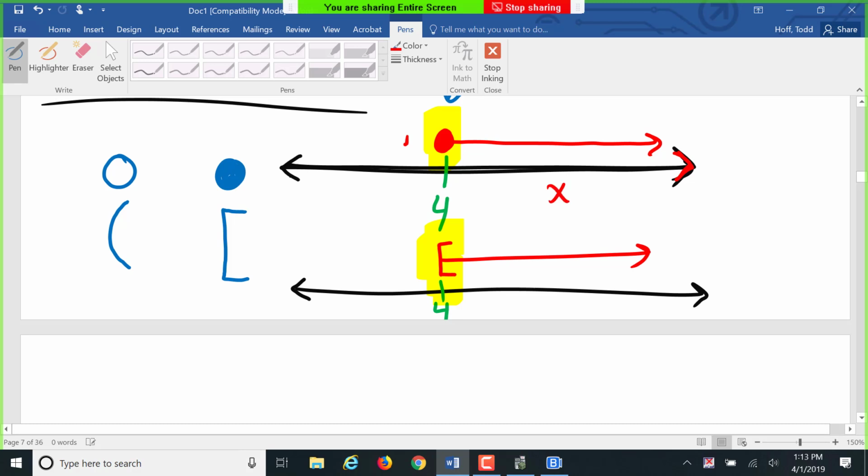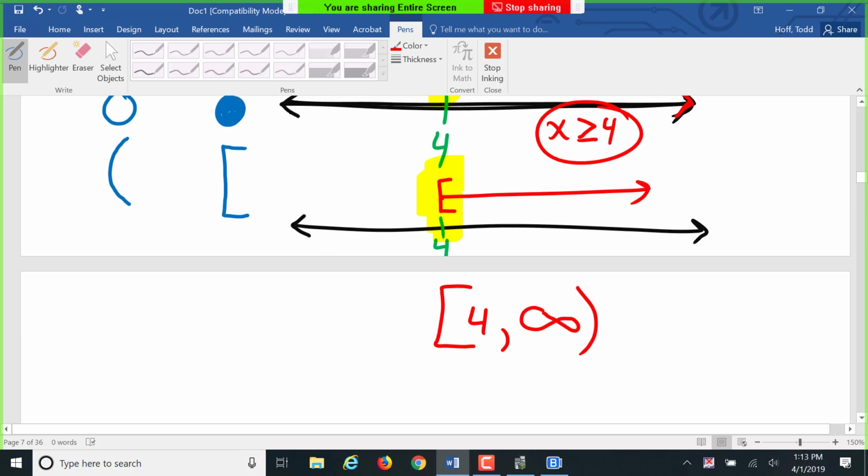This up here is saying that x is greater than or equal to 4, as we've already stated. This down here is saying the same thing, but what it's saying is this. The possible values of x are between 4 and infinity. That thing that looks like an 8 tipped on its side is the symbol for infinity. If it's between 4 and infinity, that means x is greater than or equal to 4.